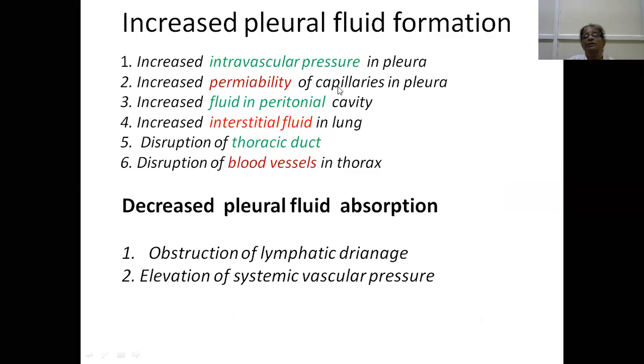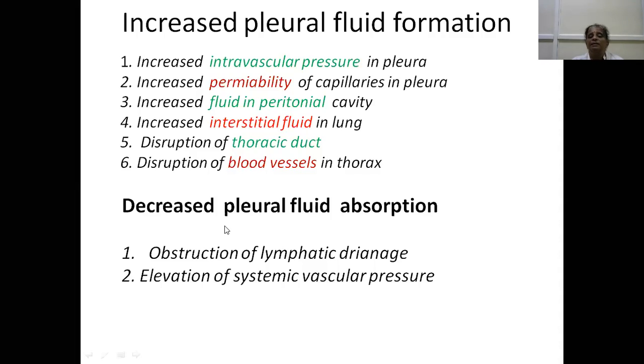The permeability of capillaries may increase in the pleura whenever there are pleural diseases, inflammations, or infections. The abnormal permeability of capillaries will be there, and the fluid may come into the pleural cavity. The other is increased fluid from the peritoneal cavity, which may also enter into the pleural cavity through the diaphragm. Then interstitial fluid increases when there are any parenchymal infections in the lung, pneumonias and all. In that case, there will be increased interstitial fluid formation, and this interstitial fluid may enter into the pleural cavity through the visceral pleura. And then any injury to the thoracic duct or blood vessels, or a disruption of these two, may cause collection of fluid in the pleural sac.